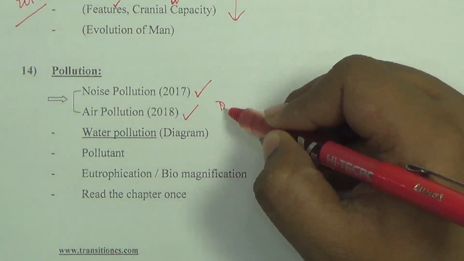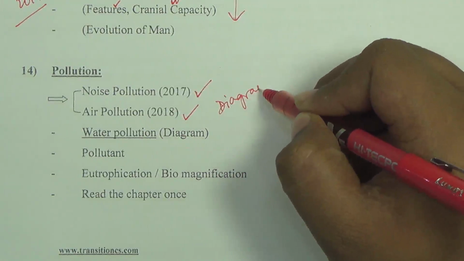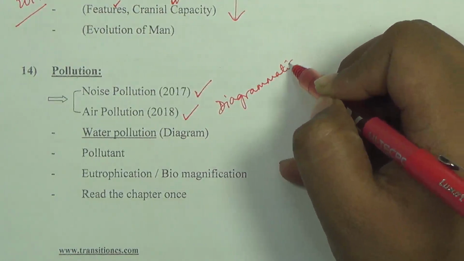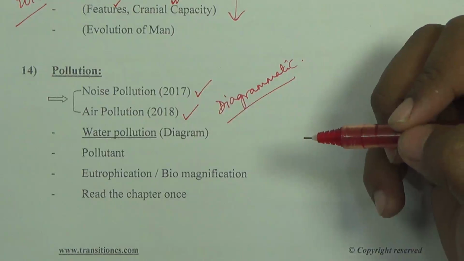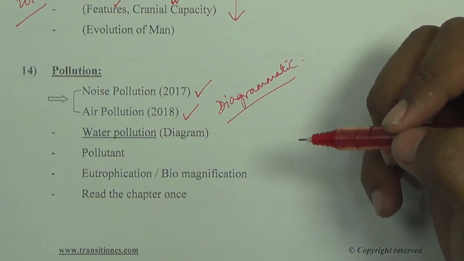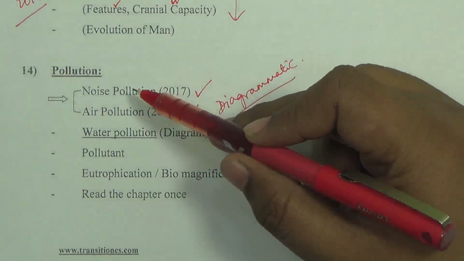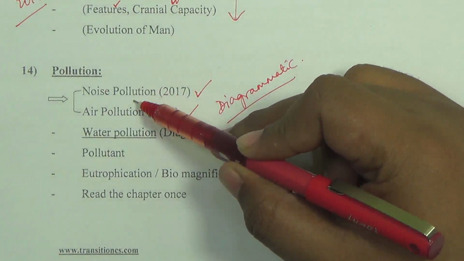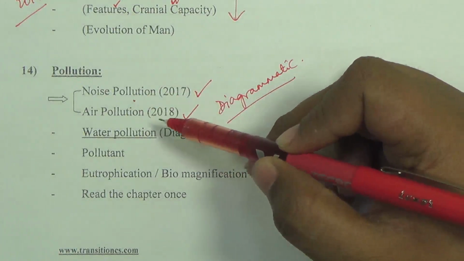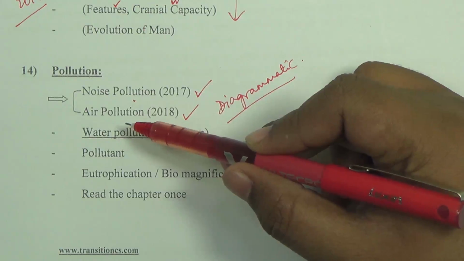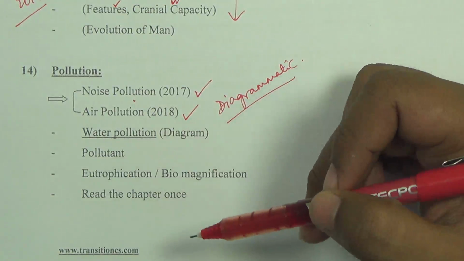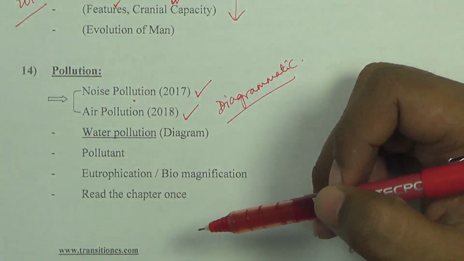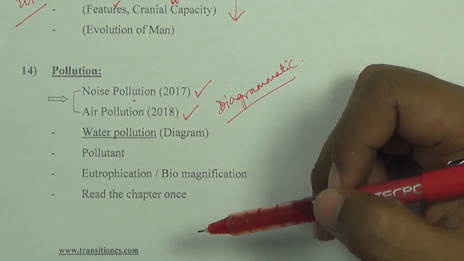Acha, by the way, diagrammatic question. Again, this is a diagrammatic question. A diagram will be given, and you have to identify which pollution this is. In 2017 you got a diagram for noise pollution. In 2018 you got a diagram for air pollution. So we might predict that water pollution or soil pollution might come for your diagram, and you need to identify it and write what the causes are, what the remedy is, etc.